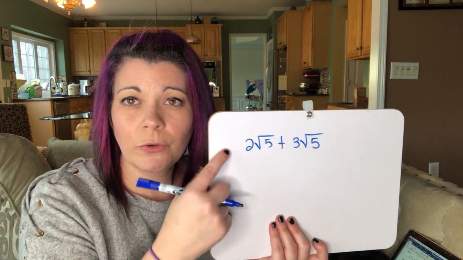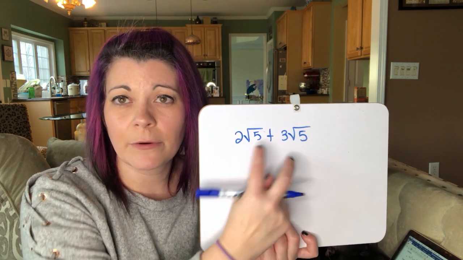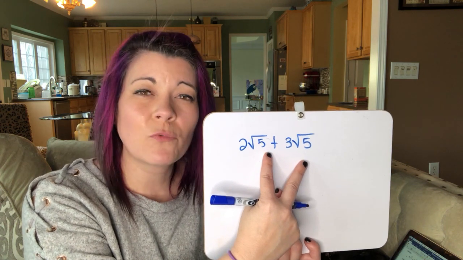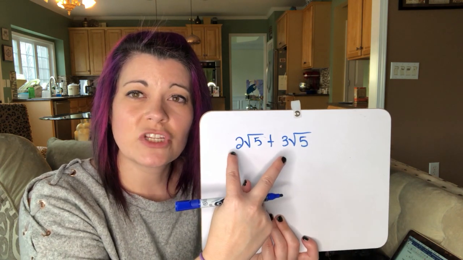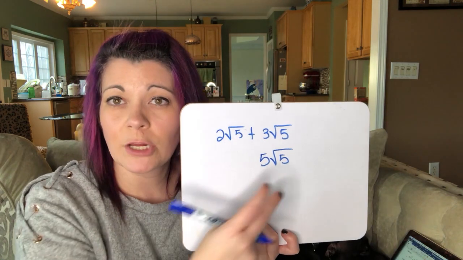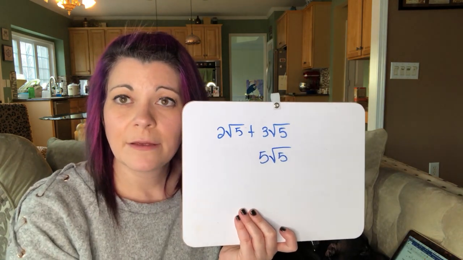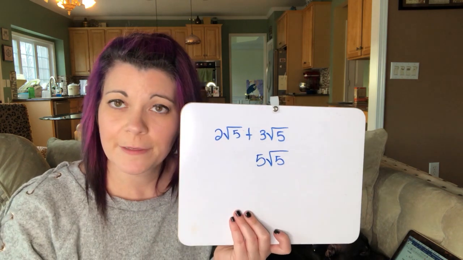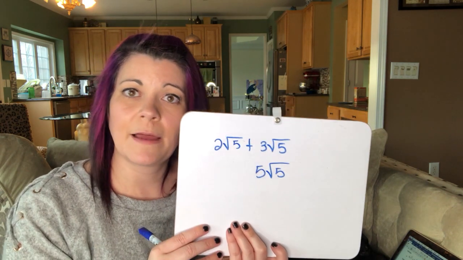Now, if I were to change one of them, let's say 2 square root of 5 plus 3 square root of 5, now I can combine them because they have the same radical. And it's the same rule as combining like terms. We just combine the numbers outside the radicals, 2 plus 3, which is 5, and then we take the same radical that they have in common with us. So square root of 5. So when I simplify this radical expression, 5 square root of 5. So that would be simplifying that radical.